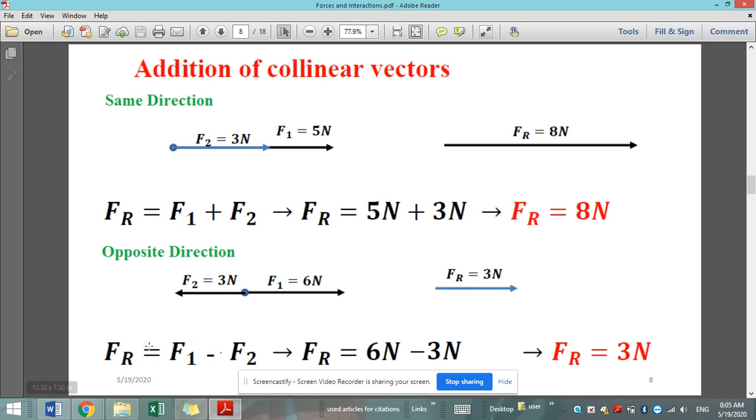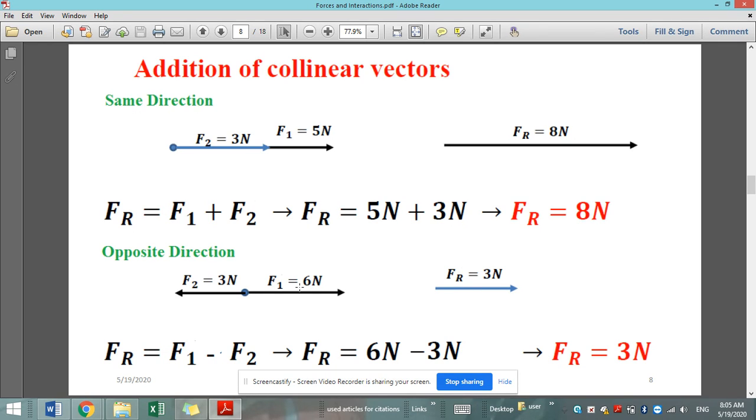How can we do that? We have to check. F1 is in the positive sense, so we write plus F1. F2 is in the negative sense, so we write minus F2. The resultant force is 6 minus 3, which is 3 Newton. Since we obtained it in the positive value, this means that the resultant force is going to be in the positive sense, as shown in this figure. Fr is equal to 3 Newton.